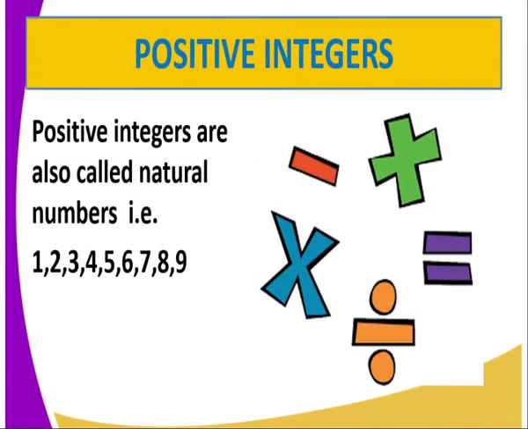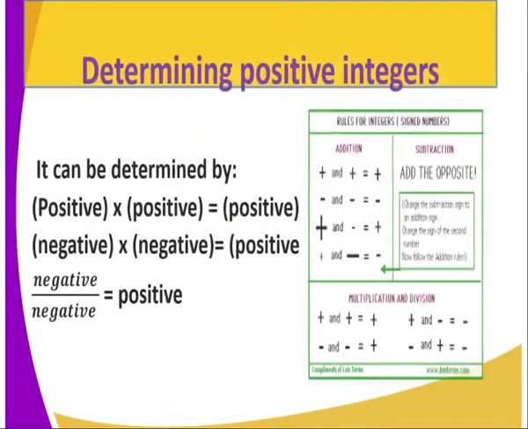Let us start with the positive integers. Positive integers are also called natural numbers. Remember, on our previous lessons, we have said that natural numbers are counting numbers, that is from 1 to 9: 1, 2, 3, 4, 5, 6, 7, 8, and 9.